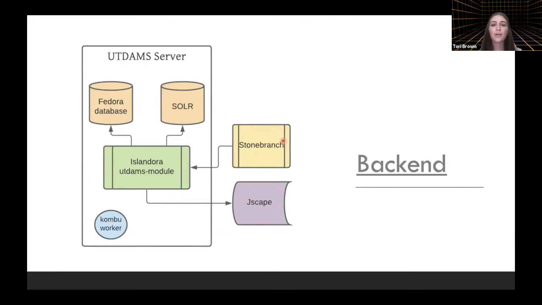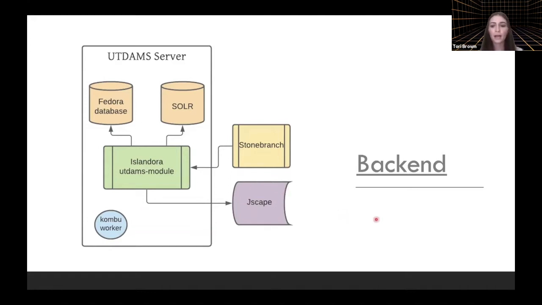So just to go over how the data would come through here, for example, batch ingest. We have our end user, our curator or whoever, who has already put their files on Jscape for batch ingest. Then they go into the UTDM's module and submit a form that says it's ready. Every 5 minutes currently, we have a Stone Branch agent checking to see if anything is ready. So it will come over here, and if it finds the files, it will let us know in our UTDM's module, hey, go grab the files and ingest. It will then grab the files, add them to the Fedora database, and index them in Solr. So that's a look at how our backend works.